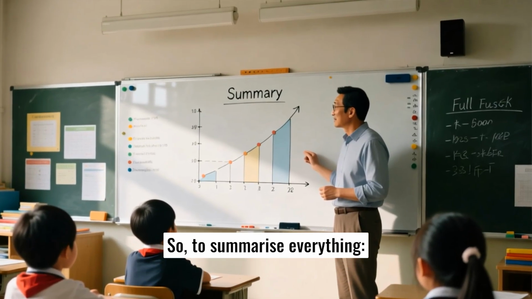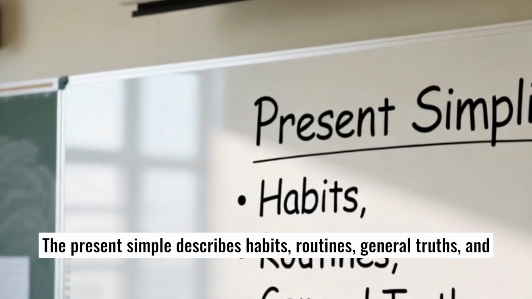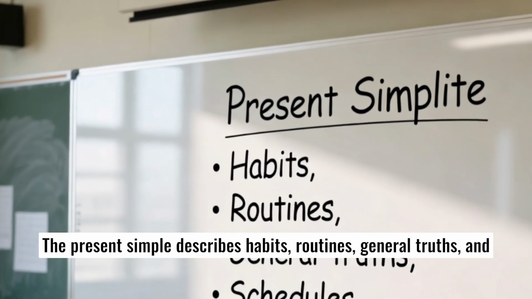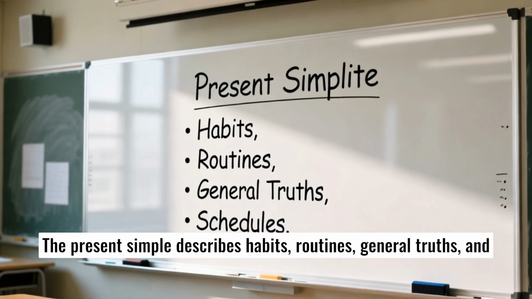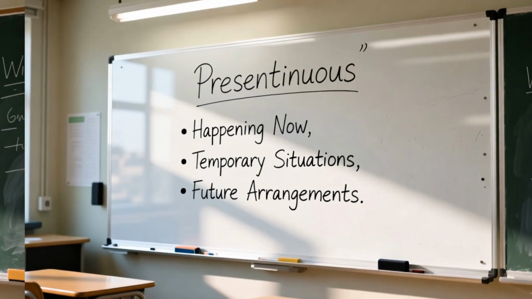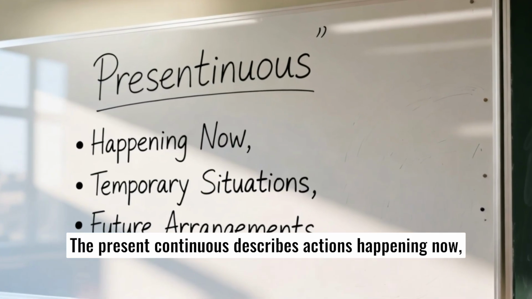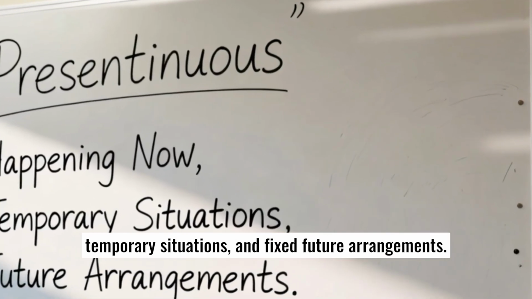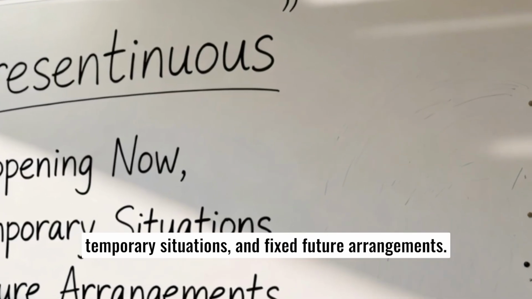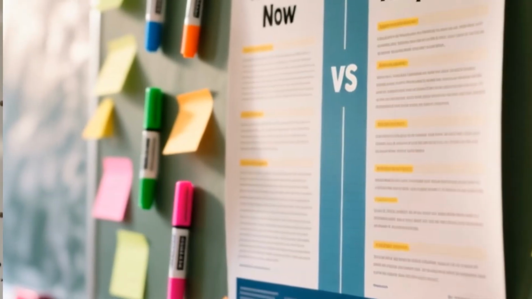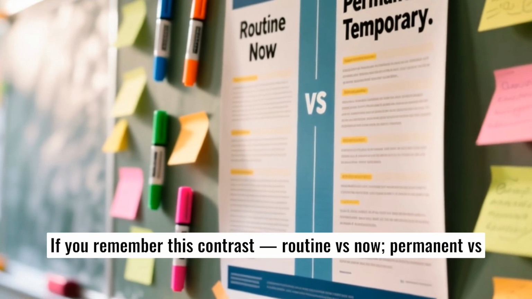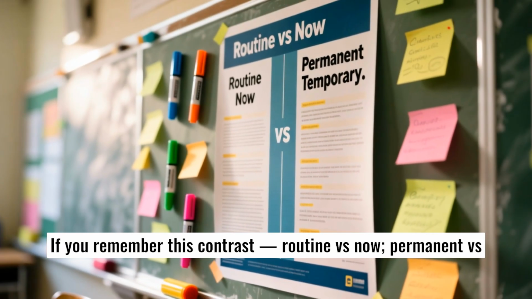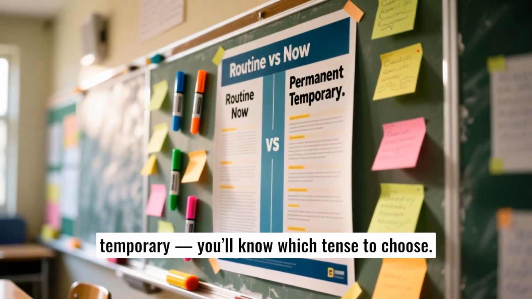So, to summarize everything, the present simple describes habits, routines, general truths, and schedules. The present continuous describes actions happening now, temporary situations, and fixed future arrangements. If you remember this contrast, routine versus now, permanent versus temporary, you'll know which tense to choose.